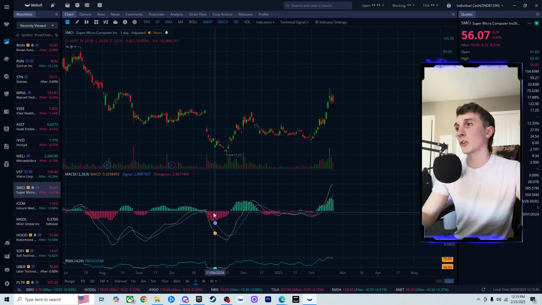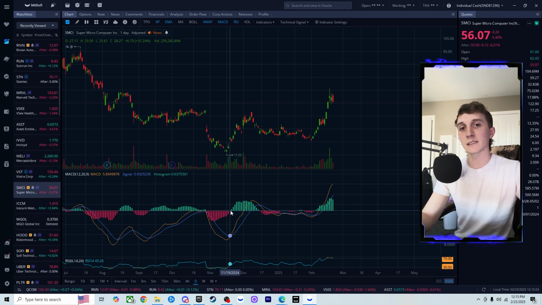Now, there's also a little histogram that gets shown on these MACD indicators. I use this 0 line, or the middle line I like to call it, as kind of like your plateau or your line in the sand of who's in control, right?